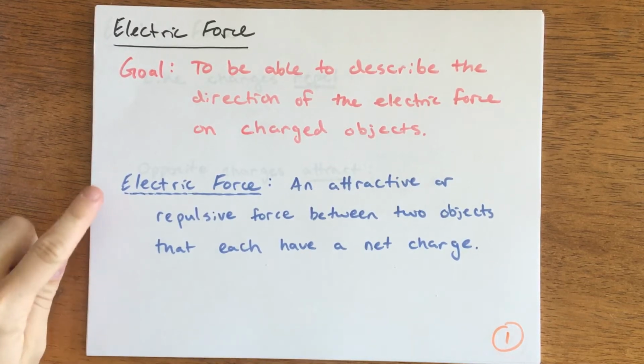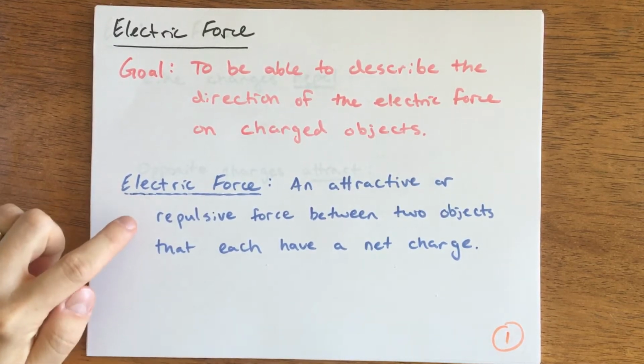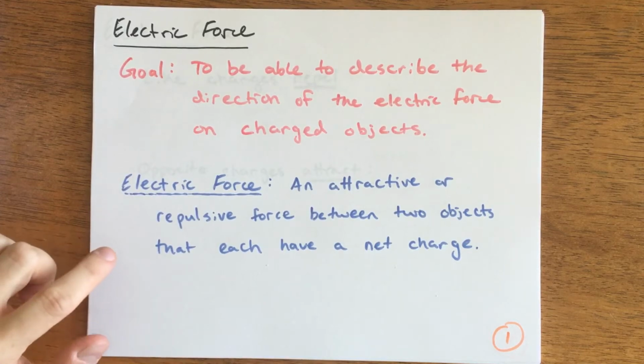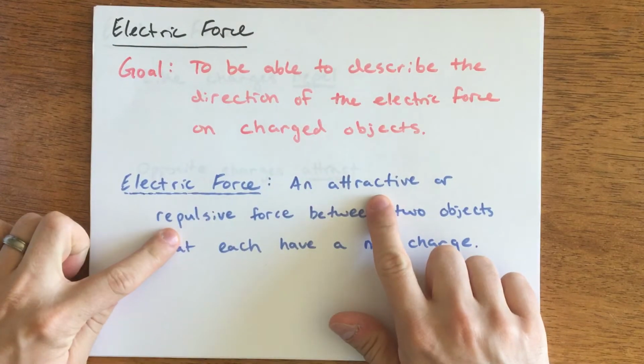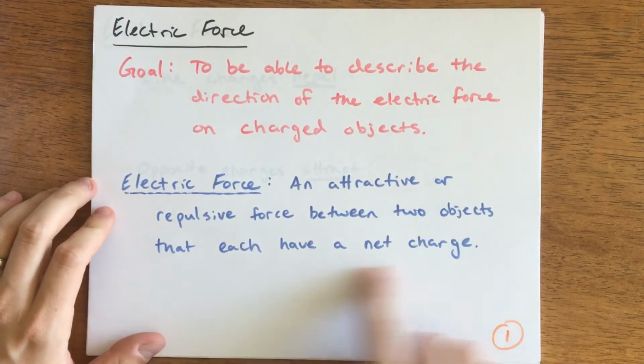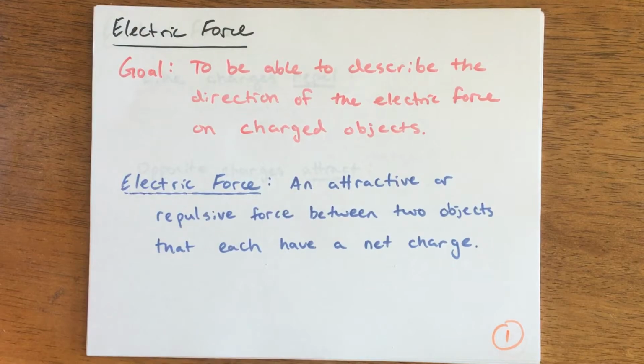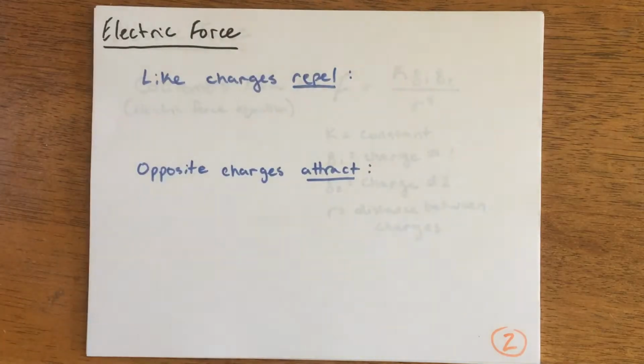So a definition of an electric force is an attractive or repulsive force, so a push or a pull, between two objects that each have a net charge. So each object must be charged. If one of them is neutral or has no charge, then we would not see an electric force. So two key pieces: it's going to be attractive or repulsive, and it's got to be between two charged objects. Let's take a look at some examples.